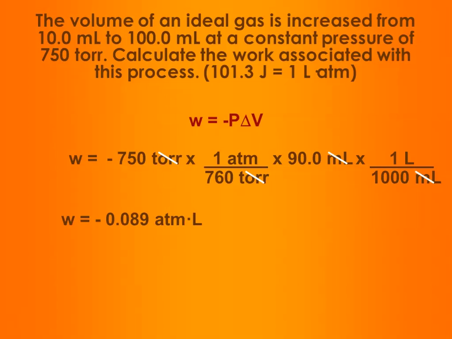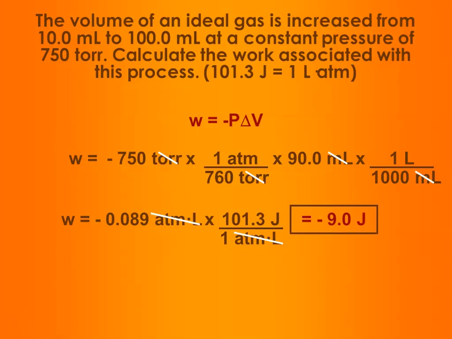And we see that that gives us a negative value for our work term, because for that syringe to expand, the system had to do work to allow that expansion to occur. So this is atmospheres liters, but because energy is represented typically in units of joules, we're going to convert it using that relationship I talked about previously. And when we do that, we see that 9 joules of energy was given off by the system to be able to expand the syringe.